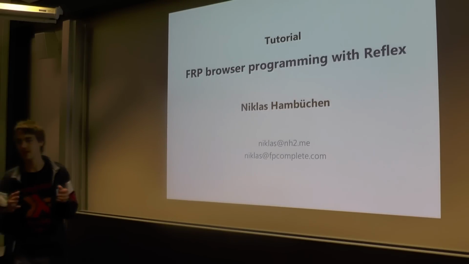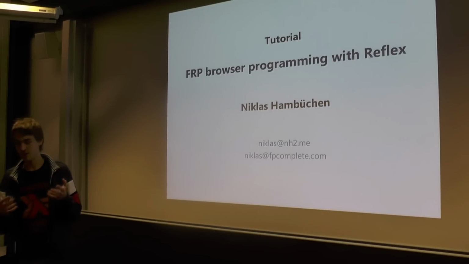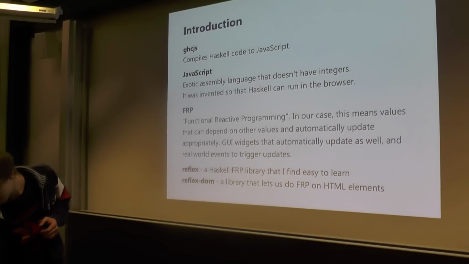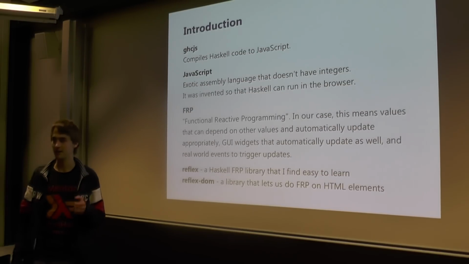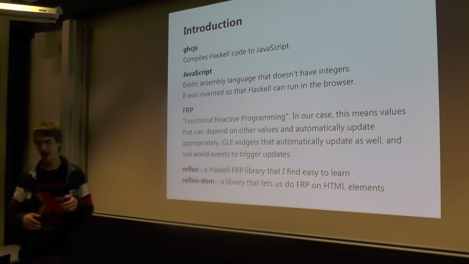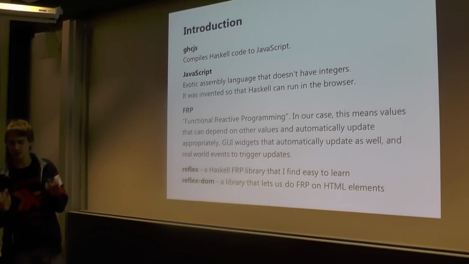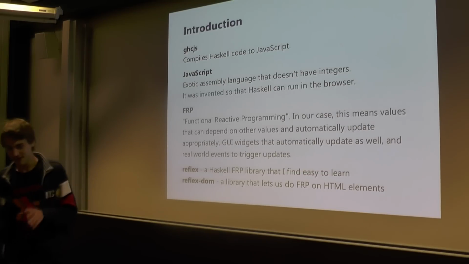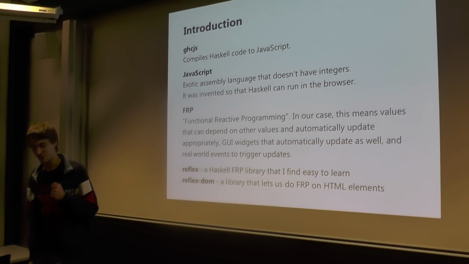of websites, using GHC.js and the Reflex FRP framework. So here's a short introduction. GHC.js is a compiler, like a variant of GHC, you could say, that turns Haskell into JavaScript. JavaScript is something that you don't need to know what that is, actually. So we'll straight go to FRP, which is functional reactive programming.